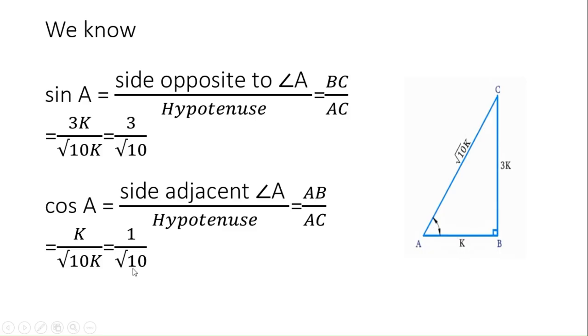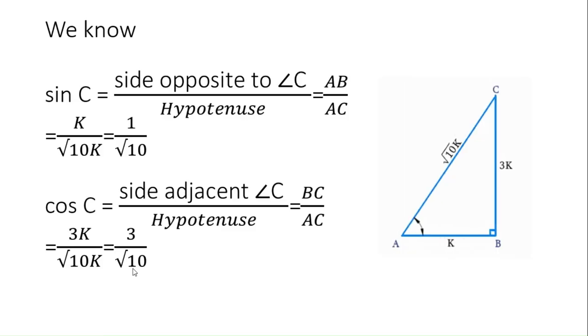Okay, now we need to write down sin C, cos C values. So we talk with respect to angle C here. Okay, so sin C is equal to side opposite to angle C by hypotenuse. What is the side opposite to angle C? It is nothing but AB, which is K. Okay, and hypotenuse is same AC, so it is nothing but root 10K. So sin C is equal to K by root 10K. So 1 by root 10 it becomes.